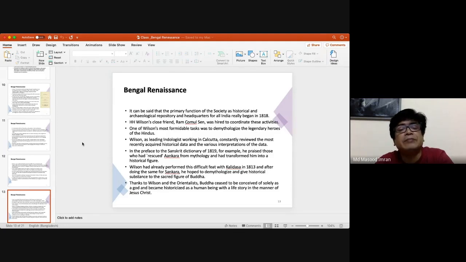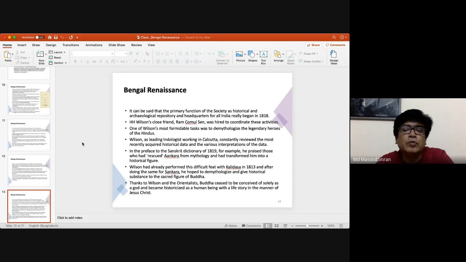And Wilson had already performed this difficult feat with Kalidas in 1813. And after doing the same for Shankar, he hoped to demythologize and give historical substance to the sacred figure of Buddha. Thanks to Wilson and the Orientalists, Buddha ceased to be conceived of solely as a god and became historicized as a human being with a life story in the manner of Jesus Christ. So Wilson for the first time demystified those characters, and we found the Buddha's human life in that manner, which is like Jesus Christ.